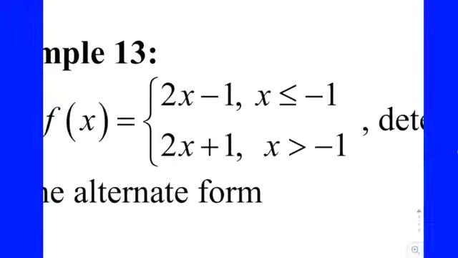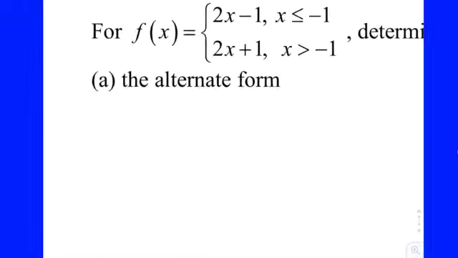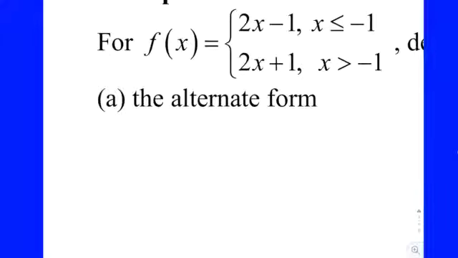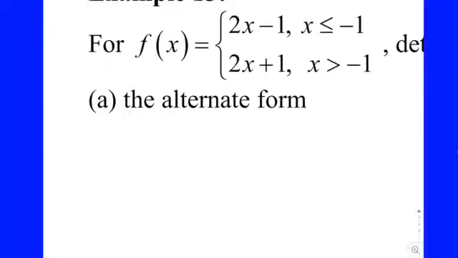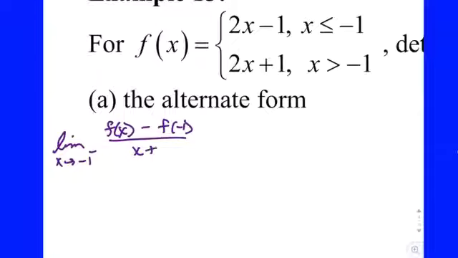It's a simple piecewise function. It's the line 2x minus 1 to the left of negative 1 and at negative 1, and it's the line 2x plus 1 to the right of negative 1. So let's go ahead and use the alternate form one more time and check for differentiability. Remember, the alternate form checks both. It checks for continuity and it checks the slopes all at the same time. So let's go ahead and set it up from the left-hand side. We'll take the limit as x goes to negative 1 from the left. And remember, we're doing f of x minus f of negative 1 all over x minus negative 1, which is x plus 1.